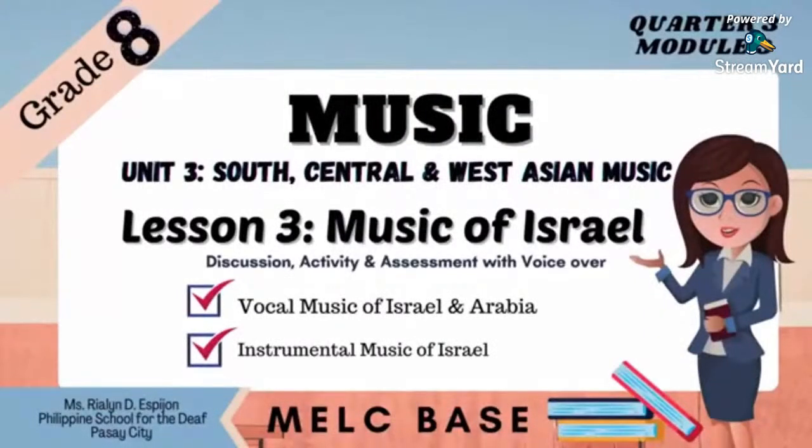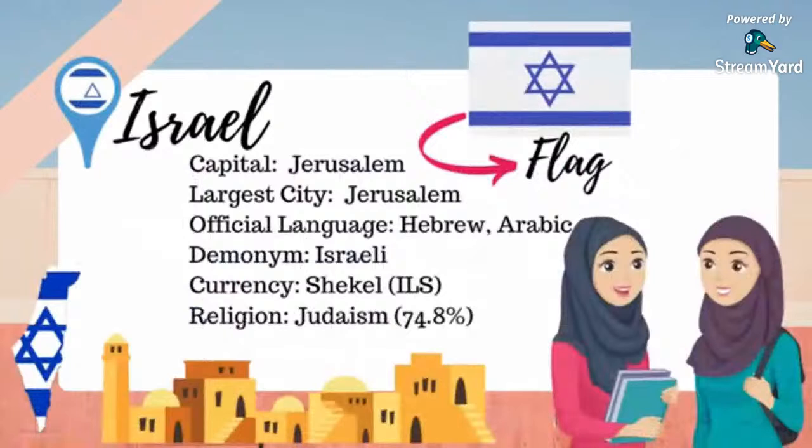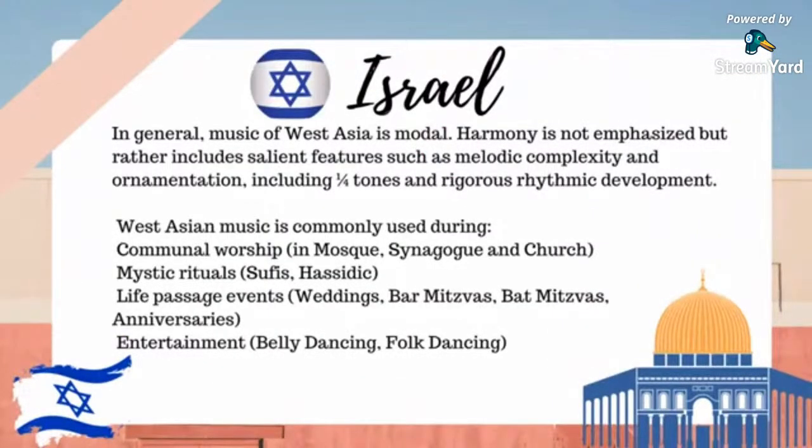Lesson 3, West Asia, Israel. Capital, Jerusalem. Largest city, Jerusalem. Official language, Hebrew, Arabic. Demonym, Israeli. Currency, Shekel, ILS. Religion, Judaism, 74.8%. Israel. In general, music of West Asia is modal.